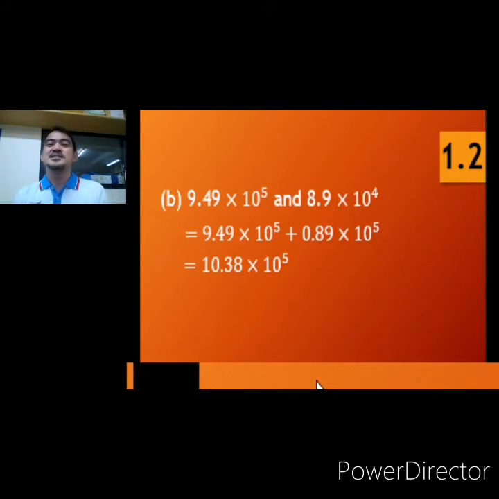Okay, correct. Since we're going to divide 10.38 by 10, we have to add 1 to the power 5, because it's the same thing. If we divide 10.38 by 10, the answer must be 1.038, which is just moving one place to the left and adding 1 to the power of 5. So therefore, our final answer is 1.038 times 10 raised to the power of 6.